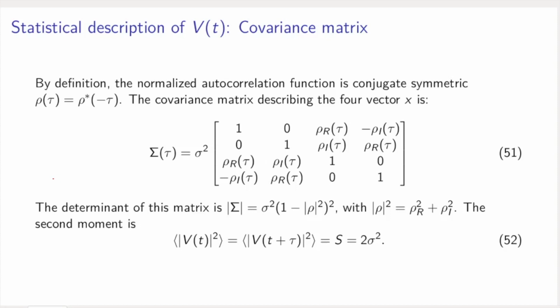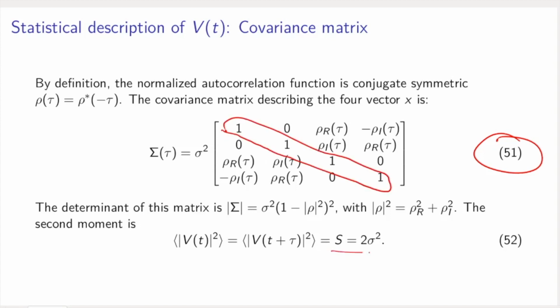The full joint distribution sigma for two complex voltages at times t and t plus tau is given in equation 51. This covariance matrix is a symmetric matrix. The diagonal elements of this covariance matrix provide us information about signal power, and the non-diagonal elements provide us information about the autocorrelation function of the scattered complex voltage.